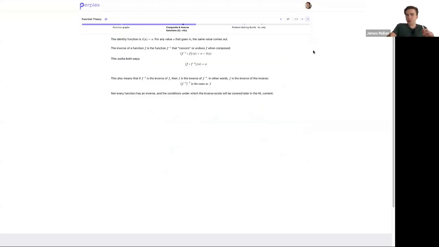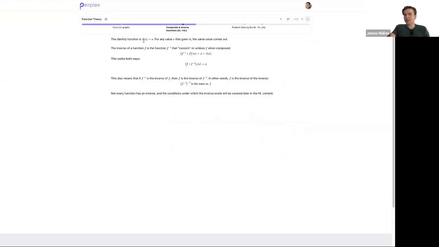You're never going to see really a question that'll say the identity function on the exam. It's just useful to understand it, to put inverse functions in context. The identity function is the function I of x is equal to x. So whatever value you put in, the same value comes out. It's a function that does nothing.